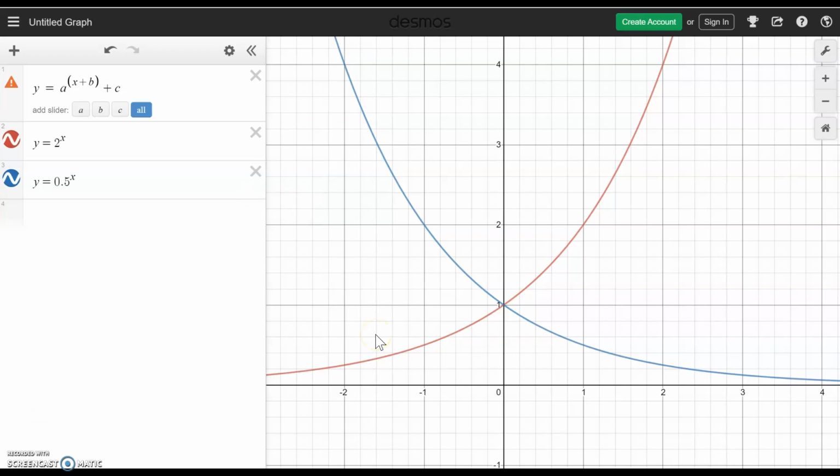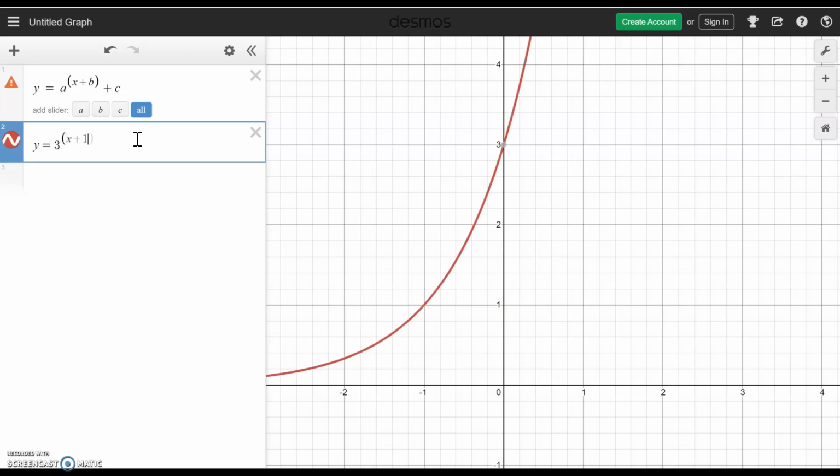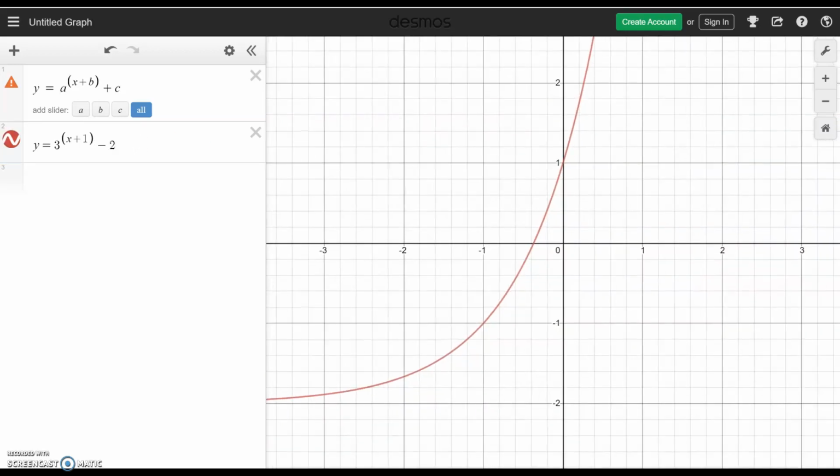Okay, so we've figured out what the a does, makes it a growth model or a decay model. We figured out what the b does, it moves it left or right. Figured out what the c does, moves it up and down. Let's do a couple of examples on Desmos that use all 3. So let's do 3 to the power of x plus 1, and we're going to minus 2. So let's see how we can find that reference point for our formula.